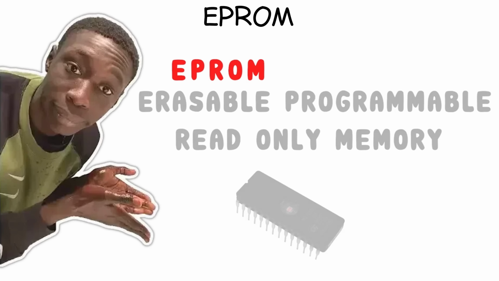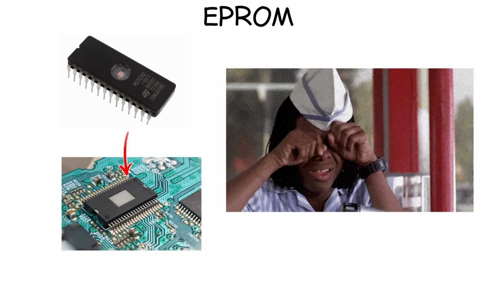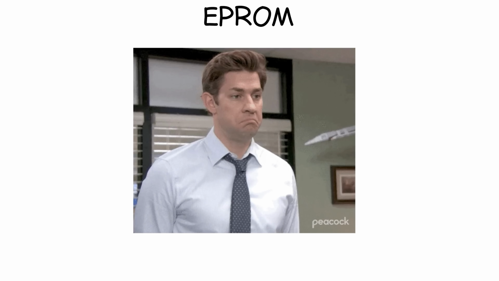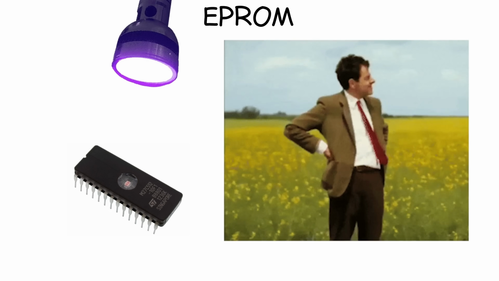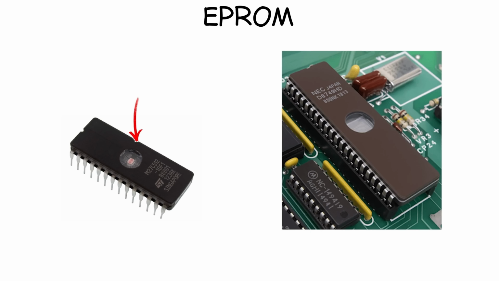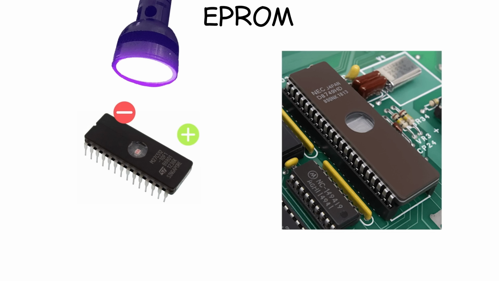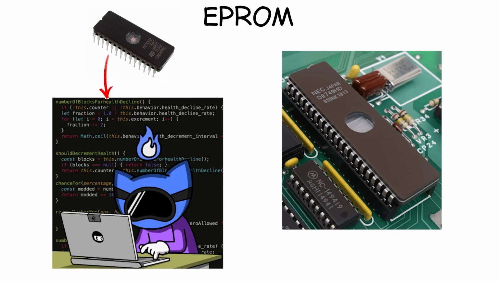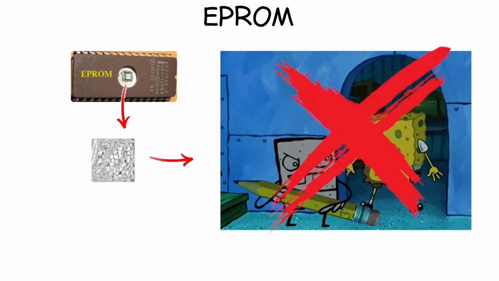EPROM stands for Erasable Programmable Read-Only Memory, and it solved the biggest problem with PROM, the fact that you could not erase it. An EPROM chip can be erased and reprogrammed, but the process is unusual. You expose the chip to strong ultraviolet light for about 15 to 20 minutes through a small quartz crystal window built into the top of the chip. The UV light clears the stored charges, resetting the chip to a blank state so it can be reprogrammed. During normal use, the window is covered with a sticker to prevent accidental erasure.